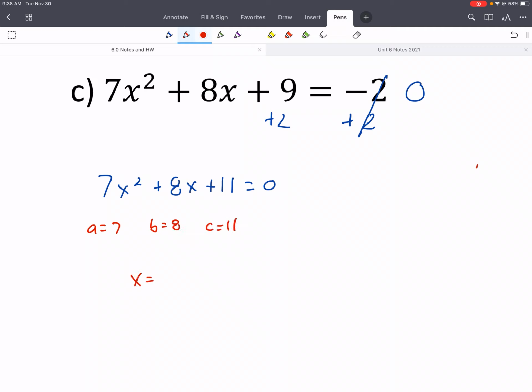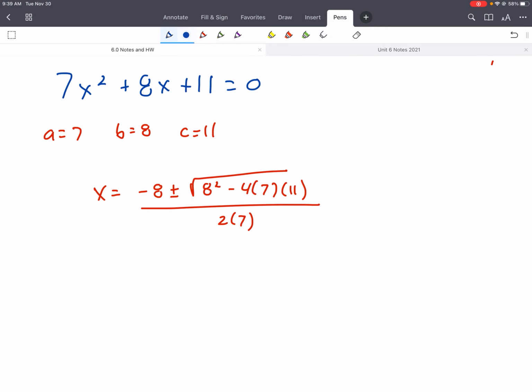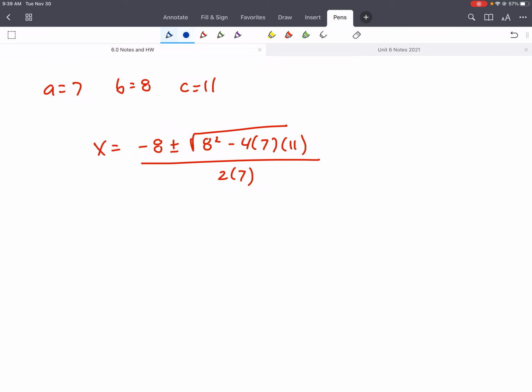So x equals negative b plus or minus the square root of b squared, so that's 8 squared, minus 4ac all over 2a. So we plugged it all in, substituted everything in. We're going to simplify the radicand, or the discriminant. So 8 squared minus 4 times 7 times 11. So negative 440, or 244.